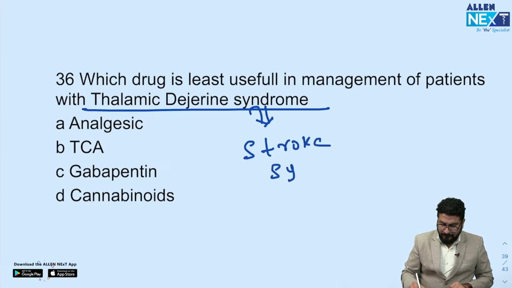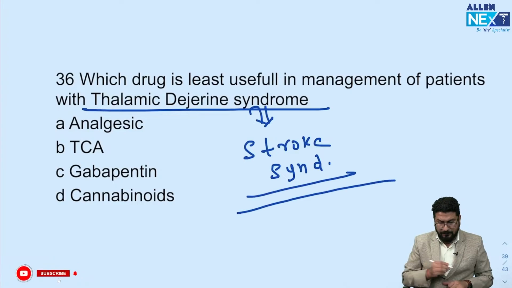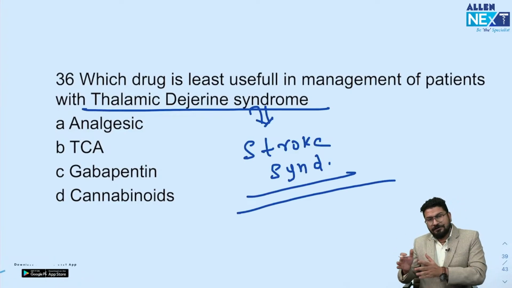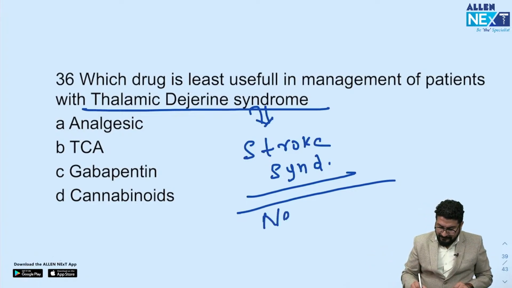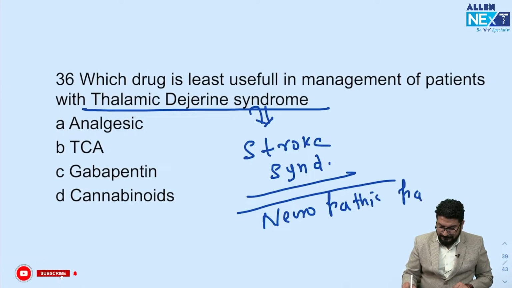It's the part of stroke syndrome. So when you see it's the part of stroke syndrome, what can we see? You can see neurology, neuropathic pain. So understand this question. Try to understand this question. Stroke syndrome means there's neuropathic pain.